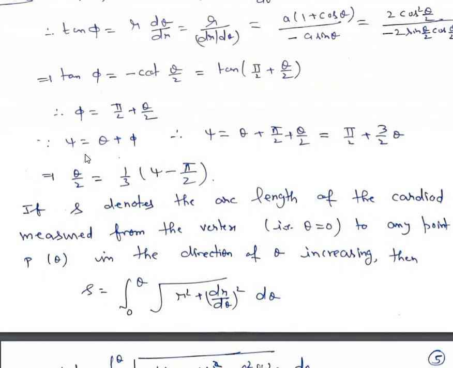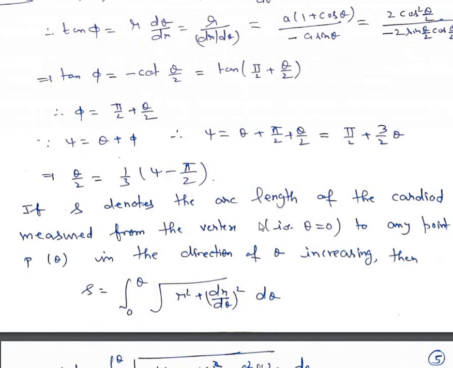Now we make use of this relation, psi is equal to theta plus phi. Put the value of phi from here, so we have psi is equal to theta plus pi by 2 plus theta by 2, that is psi is pi by 2 plus 3 upon 2 theta. So therefore psi minus pi by 2 is 3 upon 2 theta. So therefore theta by 2 is 1 upon 3 into psi minus pi by 2. We shall make use of this relation later on.